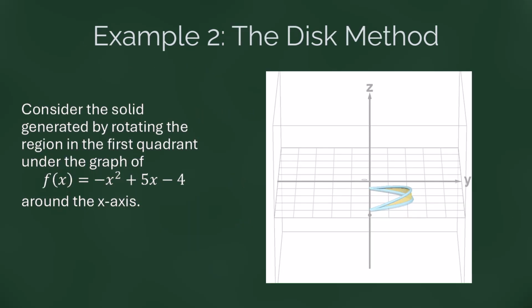Let's take a look at another example. This time, instead of having a fixed region for our base, we're going to take a region in the first quadrant and rotate it around the x-axis. That region is given by the function f of x equals negative x squared plus 5x plus 4.